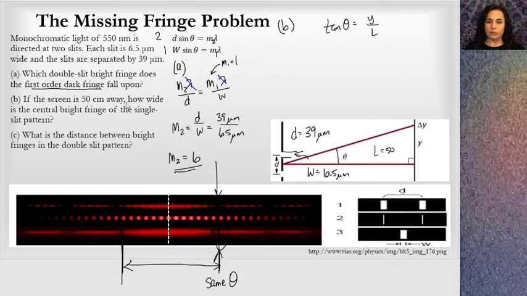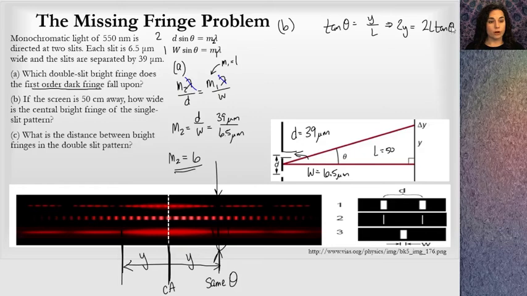What they're asking me for, however, is how wide is the central bright fringe. So what I'm going to note for the central bright fringe, here's the central axis. I'm going to have to double that Y value in order to get the width of that central bright fringe. So actually I'm going to solve for a 2Y. 2Y is going to equal 2L tan theta.